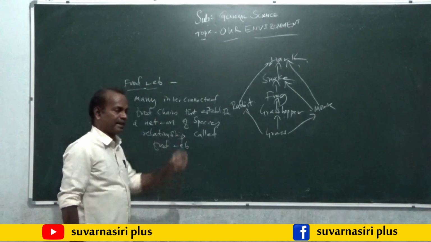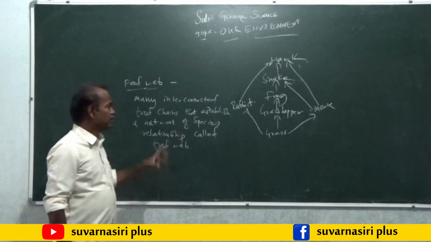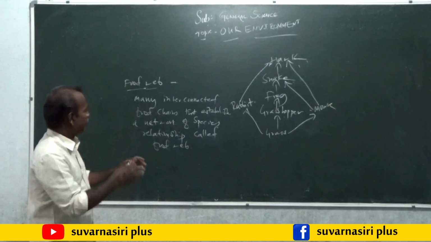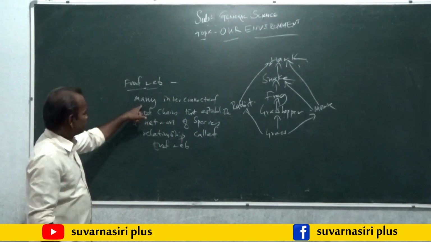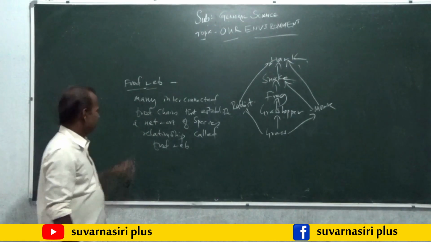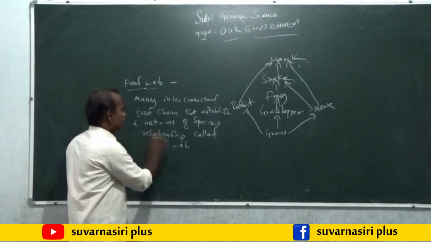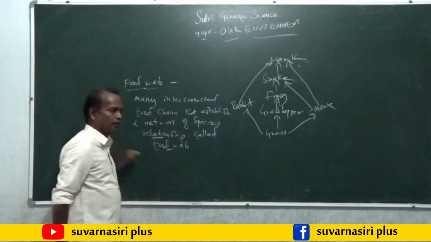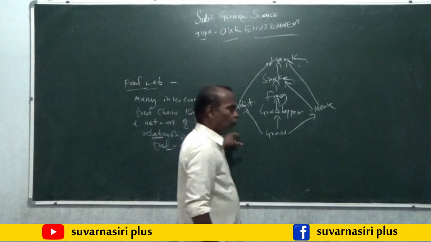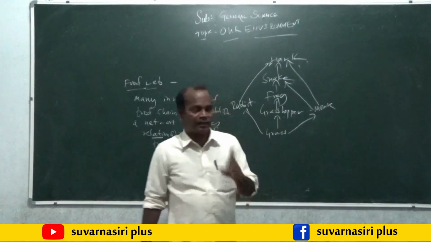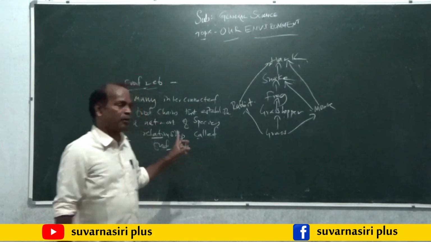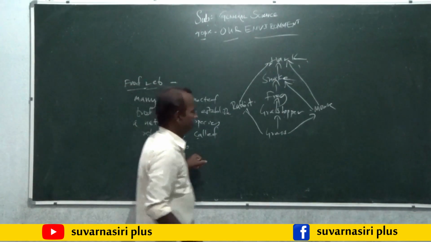Food chain is a straight nutritional relationship, but the food web is a complex feeding relationship. Hence we define the food web like this: many interconnected food chains that establish a network of species relationship is called food web. And here there is one concept that is concerned with the food chain, that is biomagnification.